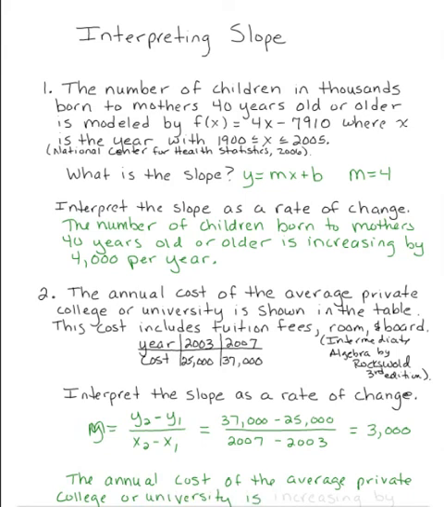is, and now is it increasing or is it decreasing? Since the slope is positive, we're going to say that it is increasing. So the cost is increasing by how much? And that's where the slope comes in. By $3,000, because our X was in terms of dollars per year. The Y was in terms of dollars per year. So now we have our slope and the interpretation of it. The annual cost of the average private college or university is increasing by $3,000 per year. And now you've interpreted the slope.